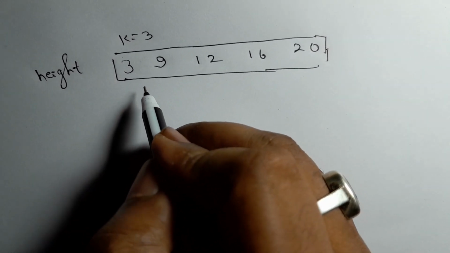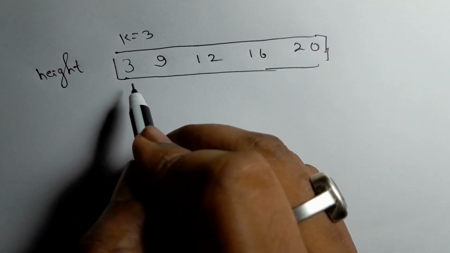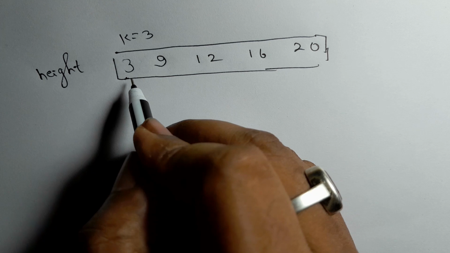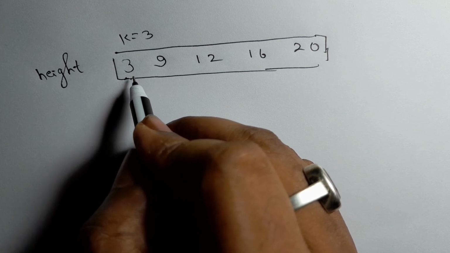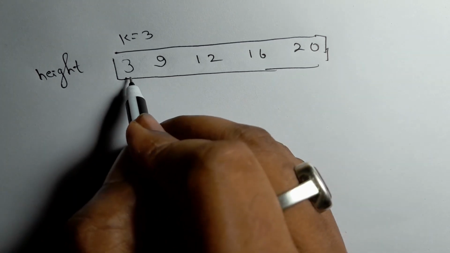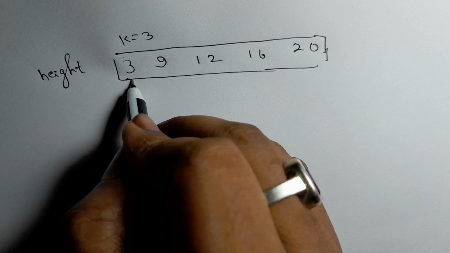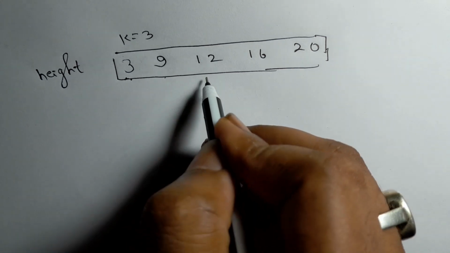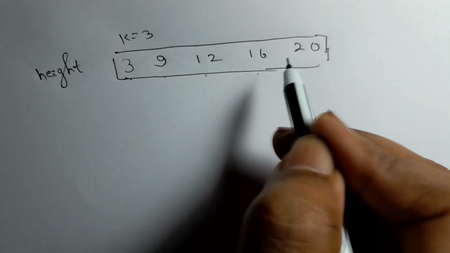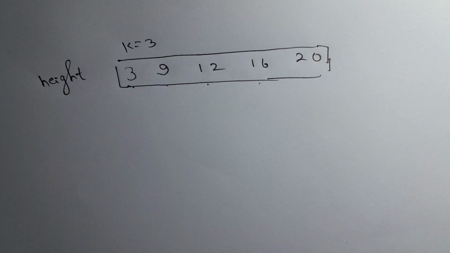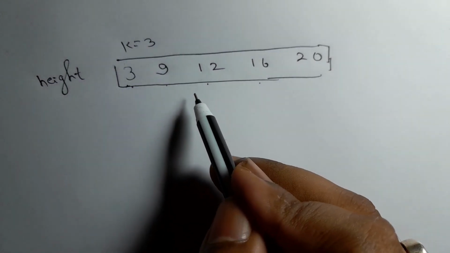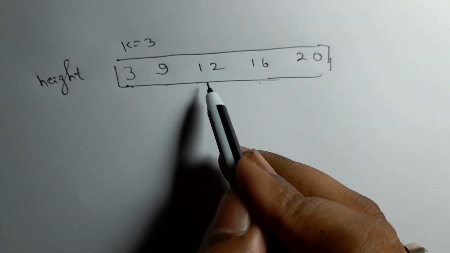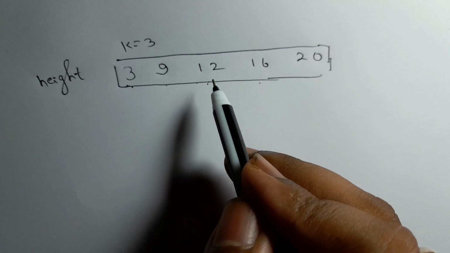Okay, this is the array of heights, and each element represents the height of a tower. So 3 is the height of one tower, 9 is the height of one tower, 12 is the height of one tower, 16 is the height of one tower. Now see, this array is sorted. That does not mean the array will be sorted every time.